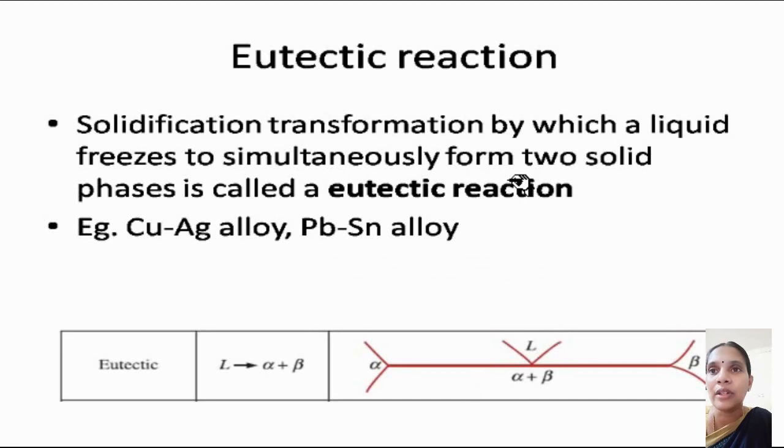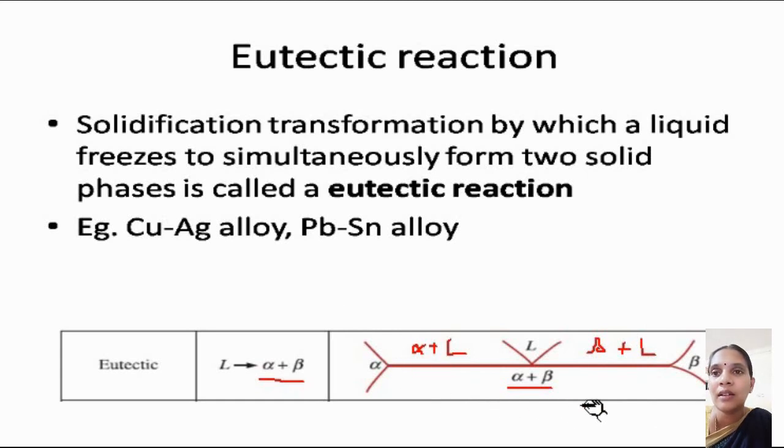What is a eutectic reaction? When a liquid transforms simultaneously into two solid phases on cooling, such a reaction is called eutectic reaction. Liquid on cooling forms two solid phases, alpha and beta. So in this diagram you can see there is an alpha phase, a beta phase, and a liquid phase. As is evident from the 1-to-1 rule, the alpha phase and liquid phase should have a two-phase region in between, alpha plus L. Similarly, there should be a two-phase region, beta plus L, here.